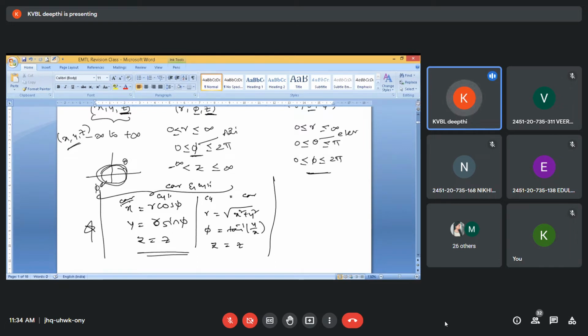Then next we have the spherical coordinate system. Again in spherical also, they will ask spherical to Cartesian and also given Cartesian, find out the spherical. Like this also we have to understand the formulas.